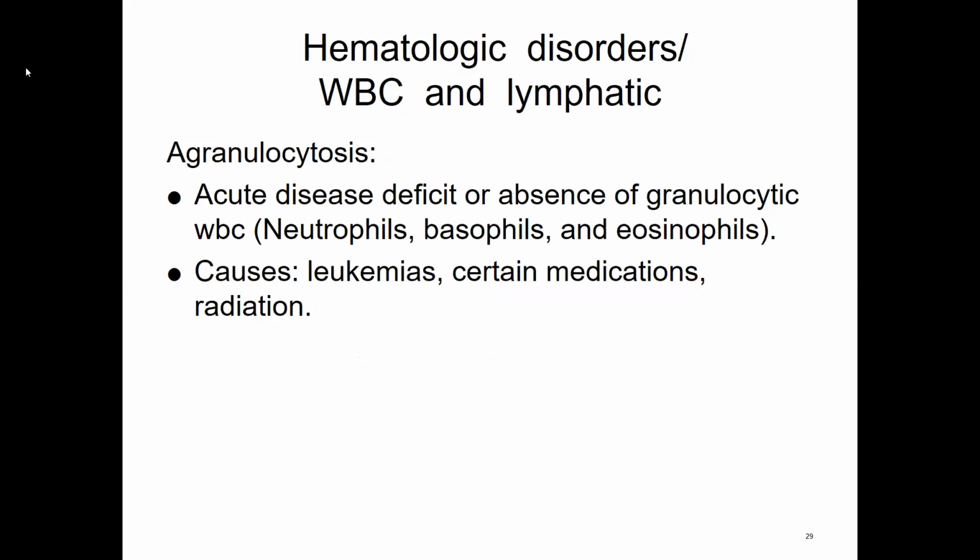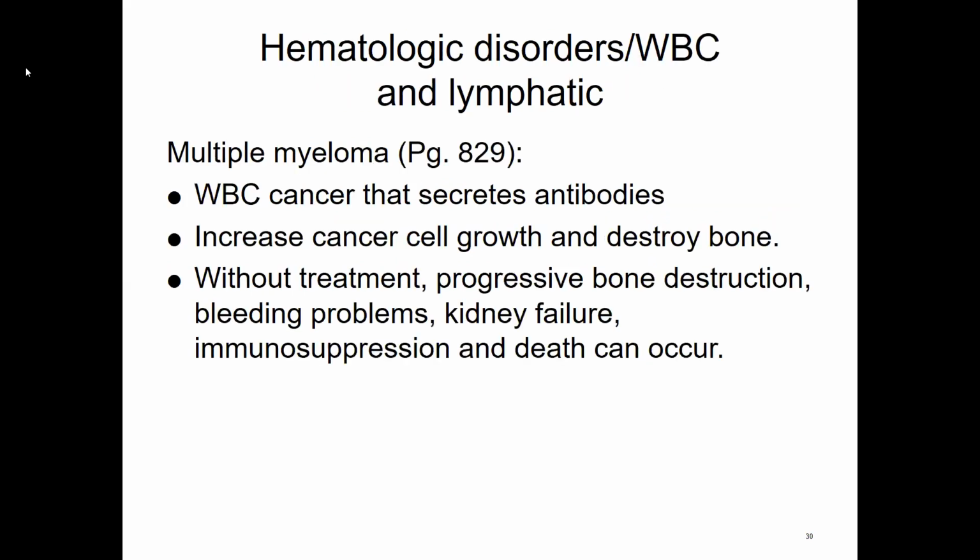Another term is agranulocytosis. This is an acute disease deficit or the absence of granulocytic white blood cells. It's caused by certain leukemias, certain medications, and radiation. Another term, multiple myeloma, is on page 829. This is a white blood cell cancer that secretes antibodies. Without treatment, you have bone destruction, bleeding problems, and kidney failure.